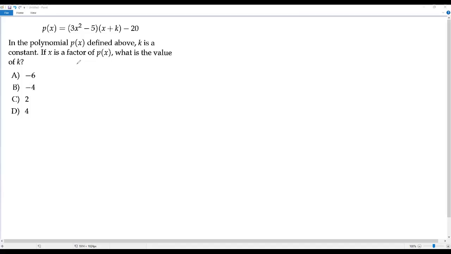Okay, so to solve this problem, let's consider the factor theorem in algebra. Let me consider a linear expression, x − a, and I want to check whether this linear expression x − a is a factor of the polynomial P of x. How can I check that? For that, in my first step, I have to equate this linear expression to 0 and solve for x. If I solve for x, I get x equals a.